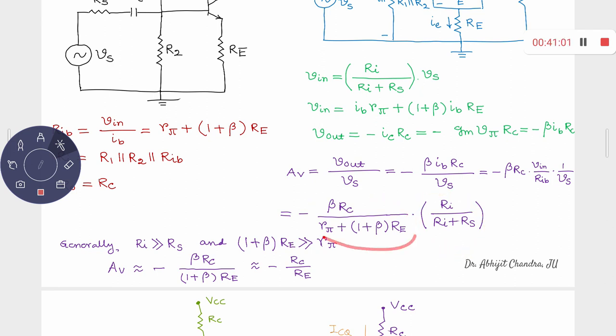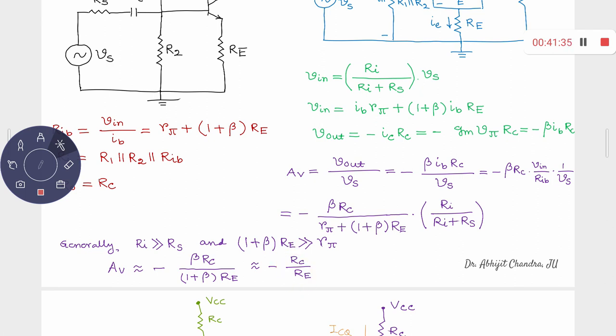And here what you find is 1 plus beta times RE is much, much greater than R pi, because there is a magnification by a factor of beta. If you consider that R pi and RI are almost in the same range, in the range of kilo-ohms, then 1 plus beta times RE is a magnification of the resistance by a factor of beta. So this 1 plus beta times RE is much, much larger as compared to R pi. Therefore you can have this ratio as close to beta RC by 1 plus beta times RE. And if beta is large, then it is close to minus RC upon RE.